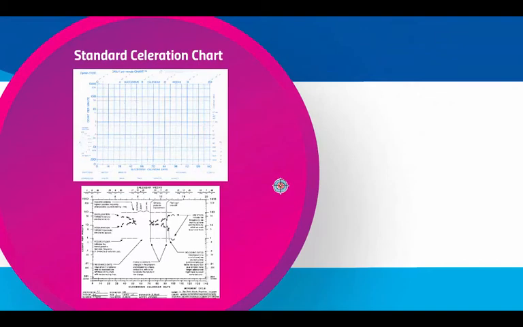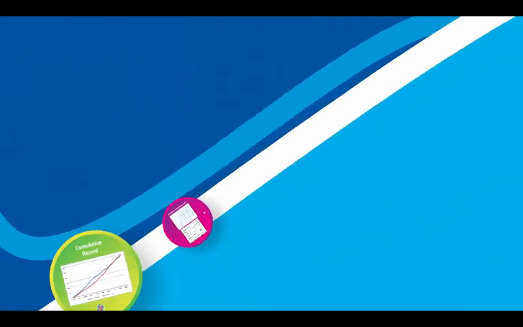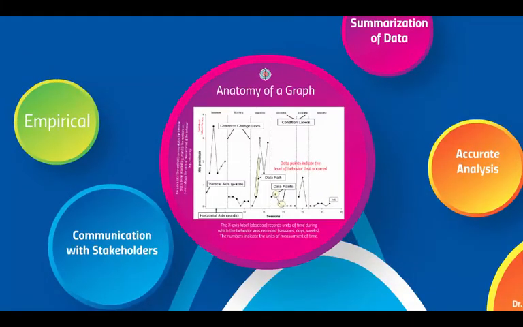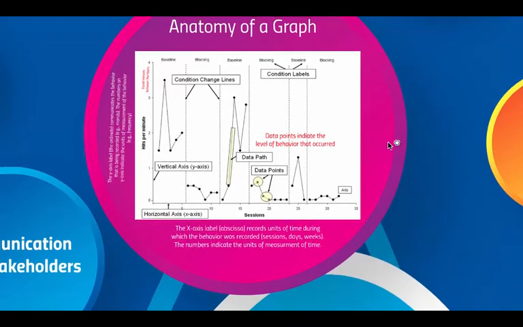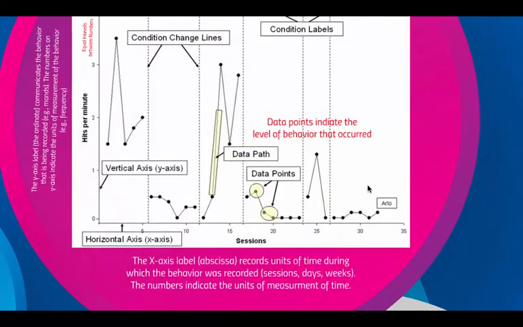So the standard acceleration chart, the equal interval chart, equal interval graph, the bar graph, the cumulative record, scatter plots, these are all things that you'll be reviewing to make a determination about an individual's progress. Now, I'd like to spend a little bit of time on describing the anatomy of a graph because it'd be important for you as a registered behavior technician to understand what you're looking at and how you're looking at it.